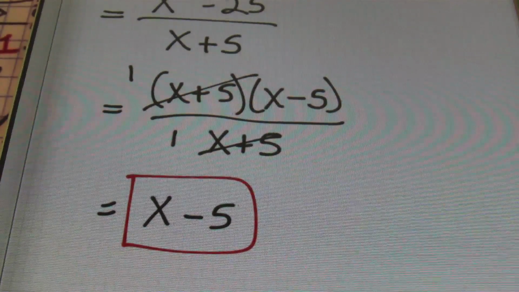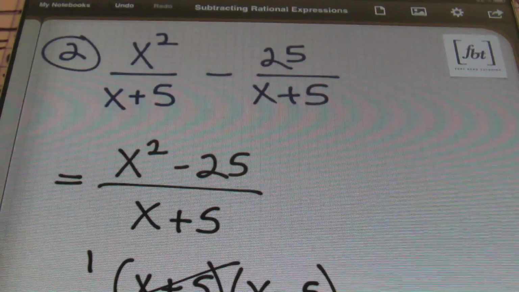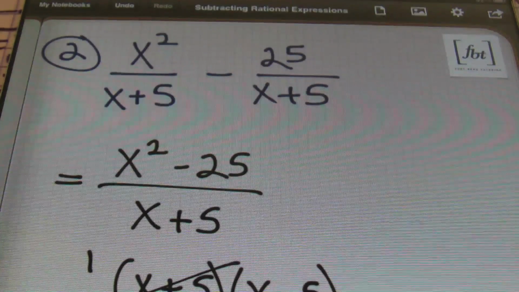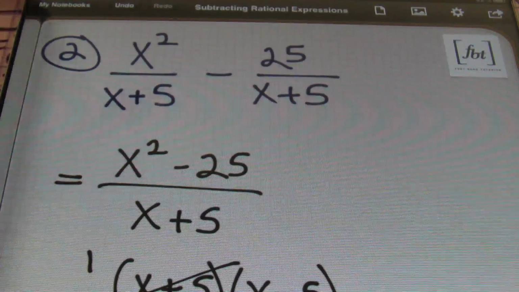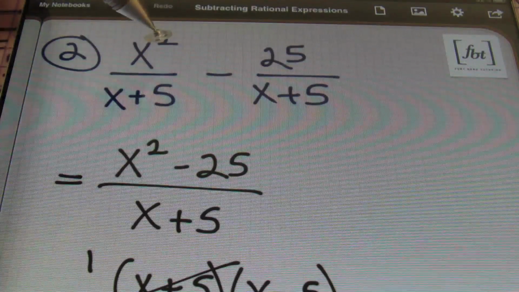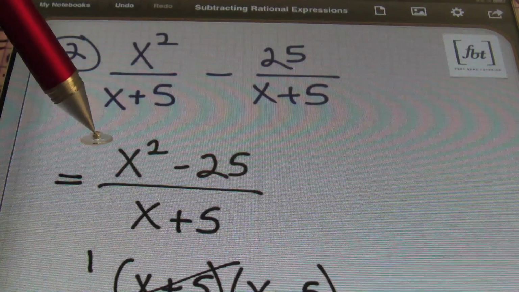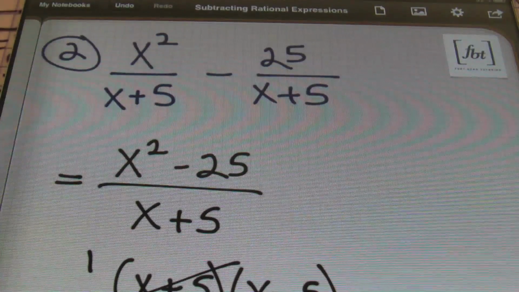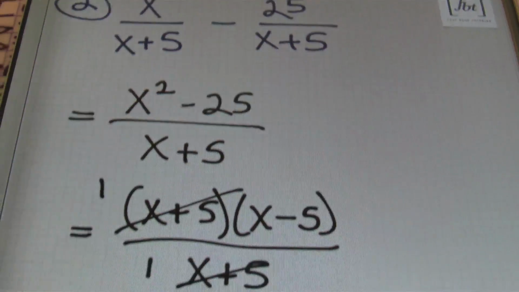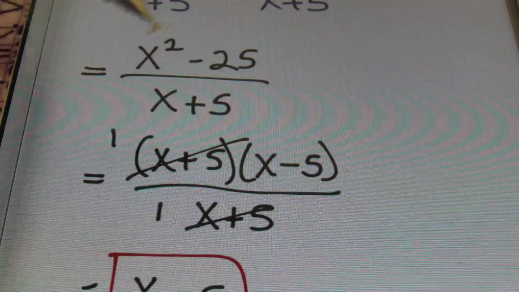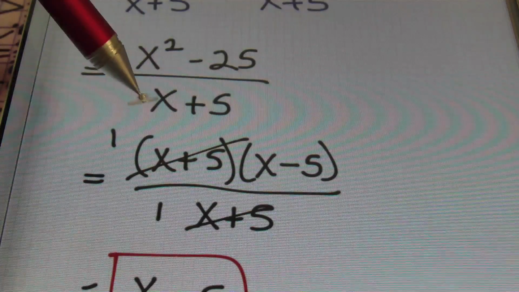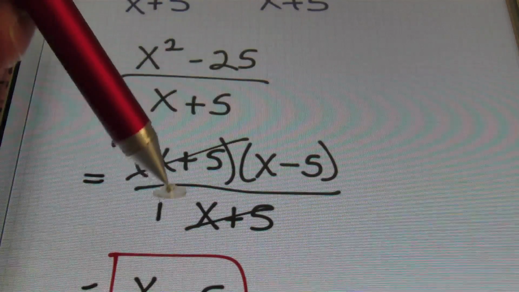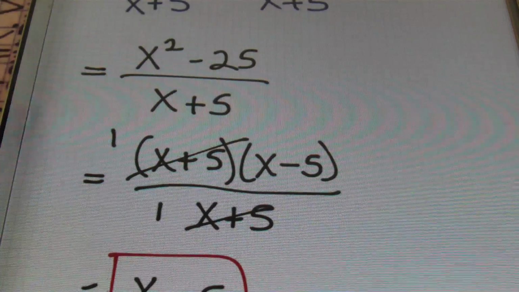So let's recap. We had our initial problem, x squared over x plus 5 minus 25 over x plus 5. We already had a common denominator, which meant that we could combine our numerators together. So I rewrote our problem as x squared minus 25 over the common denominator of x plus 5. Noticing that our numerator is a difference of two squares, you can factor this out. So I end up with x plus 5 times x minus 5 all over x plus 5.